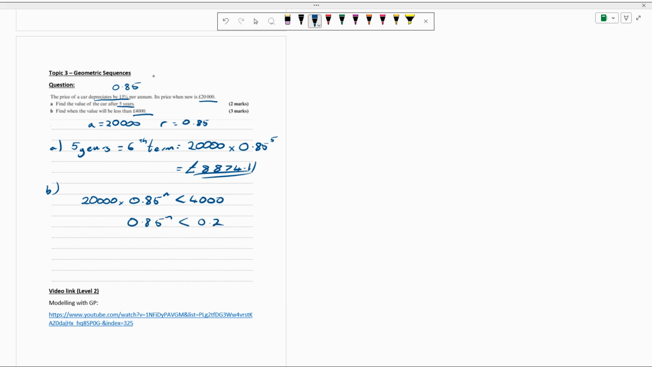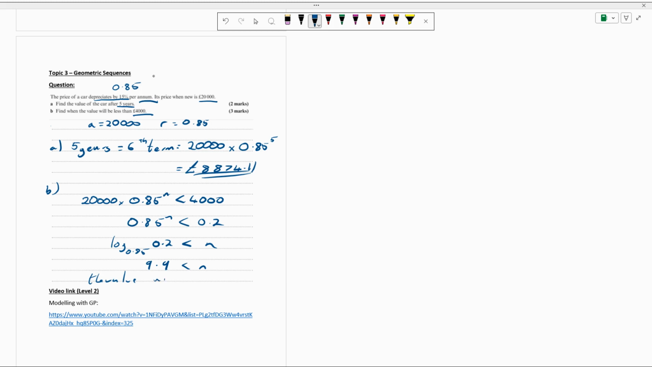And I'm going to use my logs here. So my base stays on the same side, so I've got log of base 0.85, 0.2 comes over this side, and the n goes over here. So I need n being bigger. If I type that in, I get 9.9. So find when the value is less than 4,000. It's 9.9 years. Realistically, it's per annum that this is happening, so I need to round it to the nearest whole year.